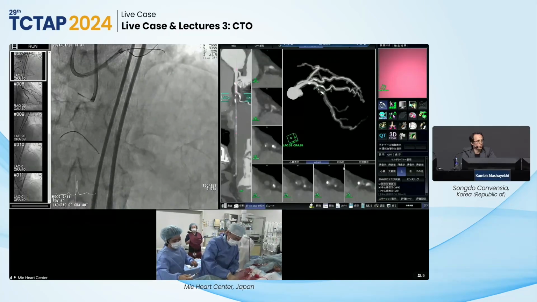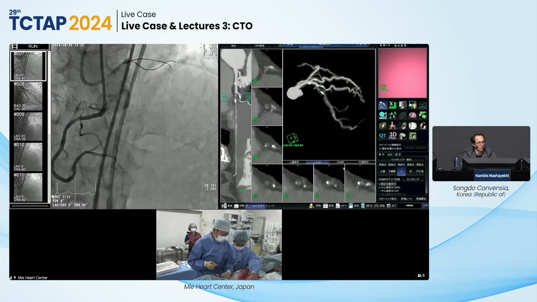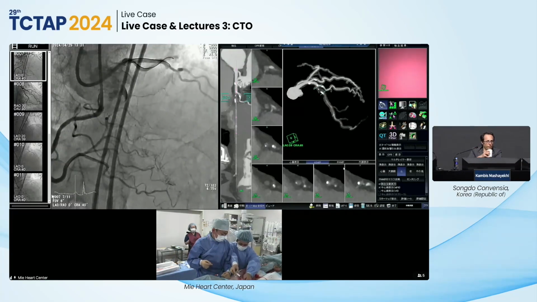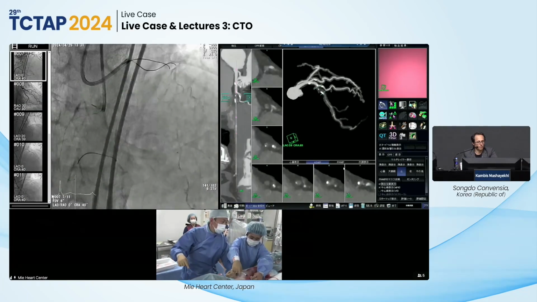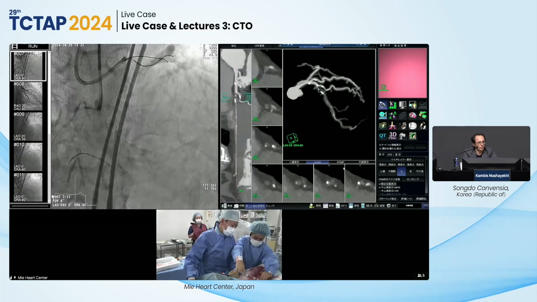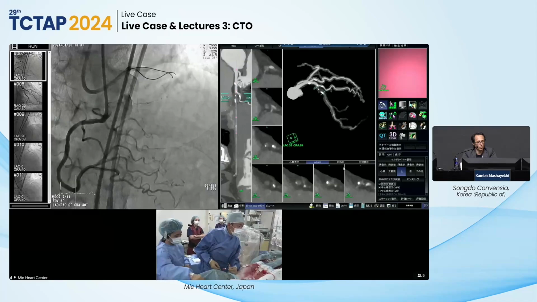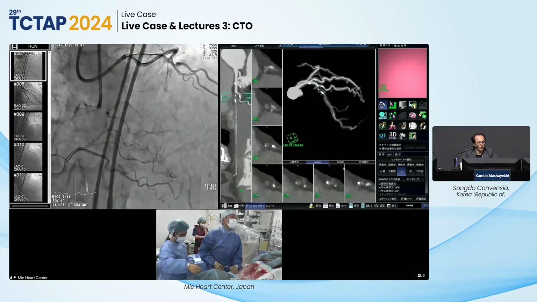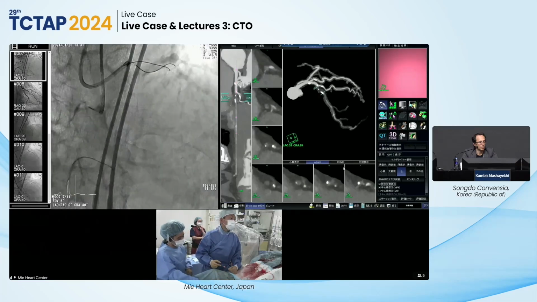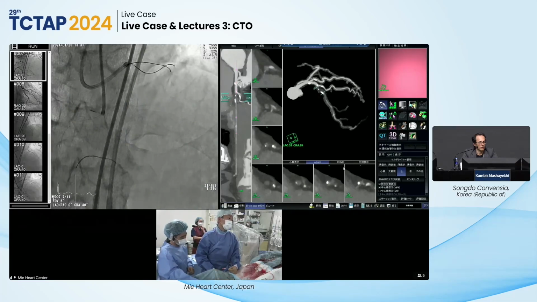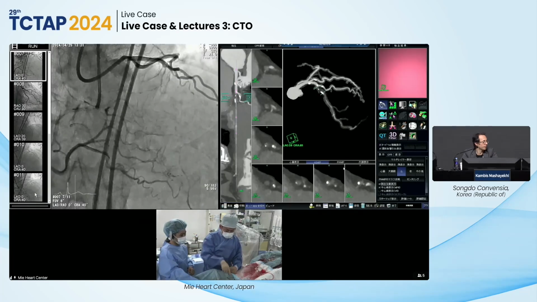Could you tell us what you have done so far before we start the discussion between us? Kenja, could you just tell us what you have done so far? Nothing yet. I inserted the wire to the diagonal, put the Sasuke to the LAD, and just started the LAD wiring from the antegrade side. Okay. All right.